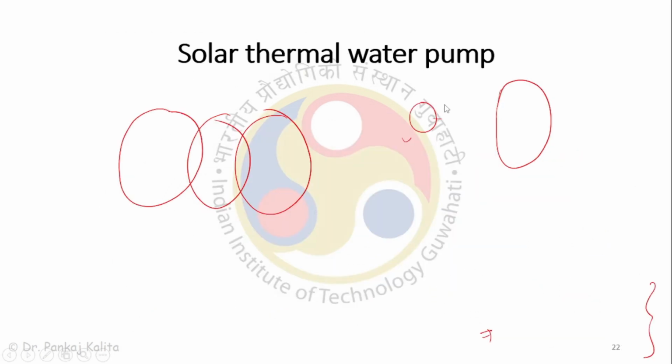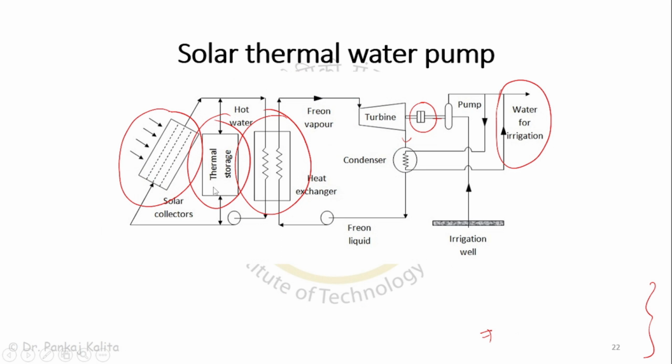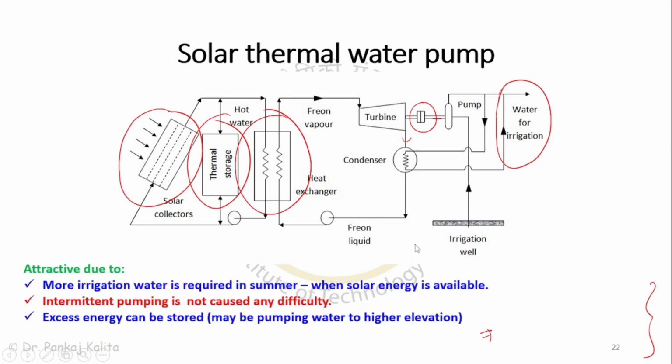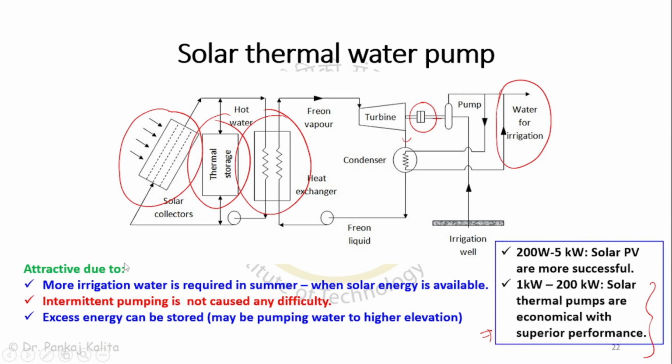Solar thermal water pump is also there. More irrigation is required in summer, when solar energy is available. Intermittent pumping does not cause any difficulty, and excess energy can be stored.